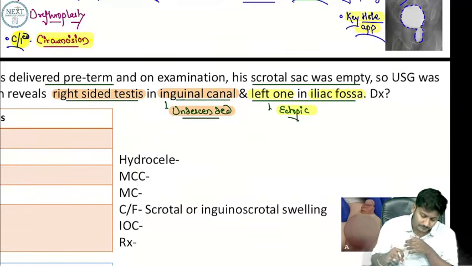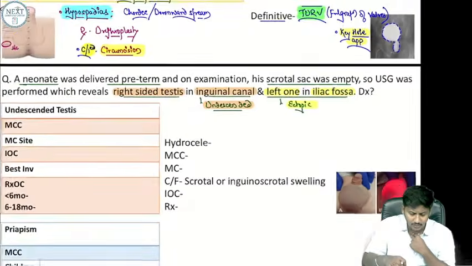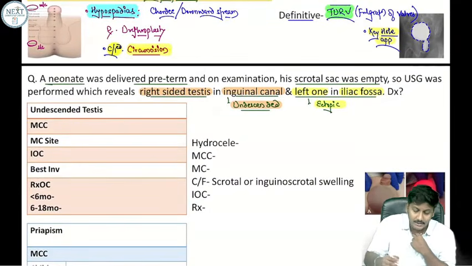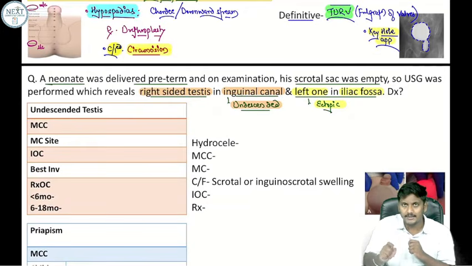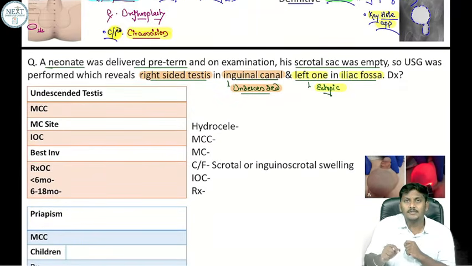Clear about? Yeah, now why? The reason we know what is undescended testis. Undescended means we know that usually testes are going to develop inside the abdomen, and once the development of the testis is completed between 7 to 9 months of intrauterine life, these testes go down inside the scrotal sac. That is called as descent.